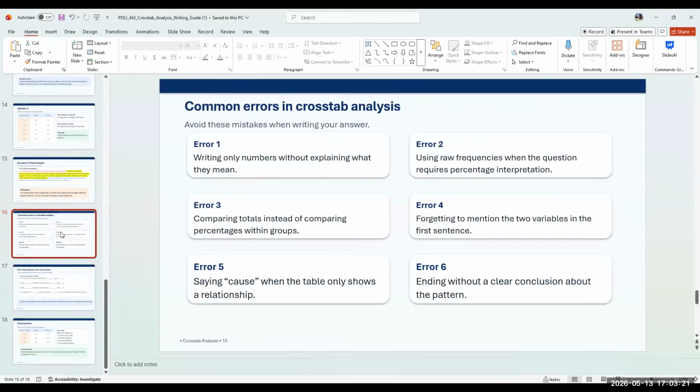Common mistakes in cross analysis that you have to avoid: writing only numbers without explaining what they mean; using raw frequency when the question requires percentage interpretation; comparing totals instead of comparing percentages within the groups; and forgetting to mention the 2 variables in the first sentence. Do not forget to mention the 2 variables. And then end with a clear conclusion about the pattern. You have to end with a clear conclusion.